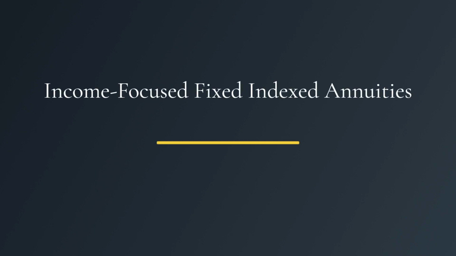Income-focused fixed-indexed annuities are designed for money that is intended to generate income in the future. Instead of focusing primarily on account growth, these structures are built around how income will be produced and sustained over time. The key difference between income annuities comes down to how defined that income is up front.